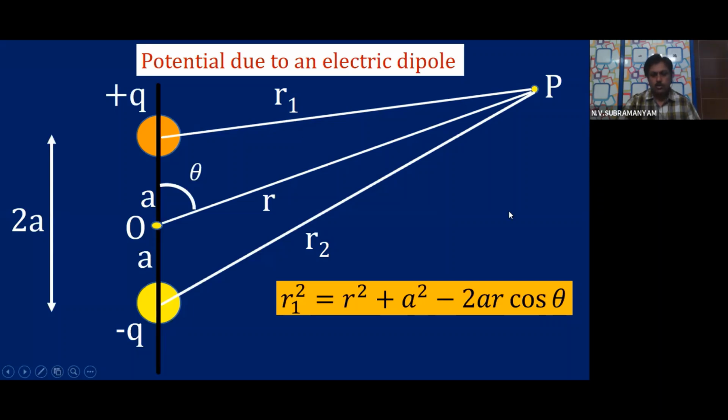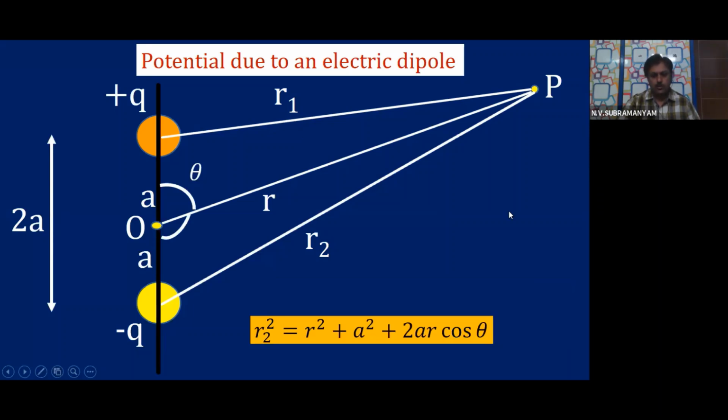Like that I should know R2 also. For R2 square, it is R square plus A square plus 2AR cos theta. Why plus 2AR, and why is this angle 180 minus theta? That is easy. You know the total angle is 180. Here theta is already gone. If theta is gone, the remaining angle is how much? 180 minus theta. So for that remaining angle, you must again apply the cosine rule.